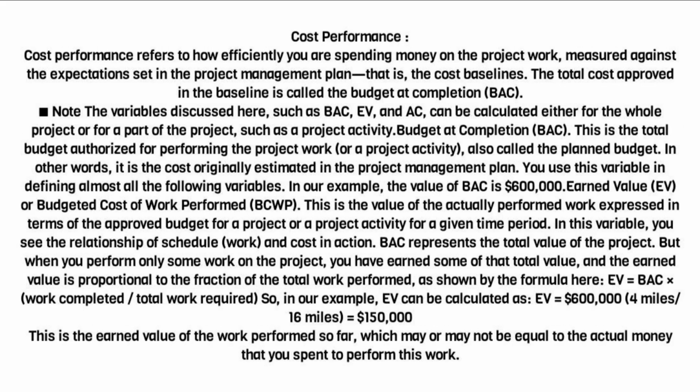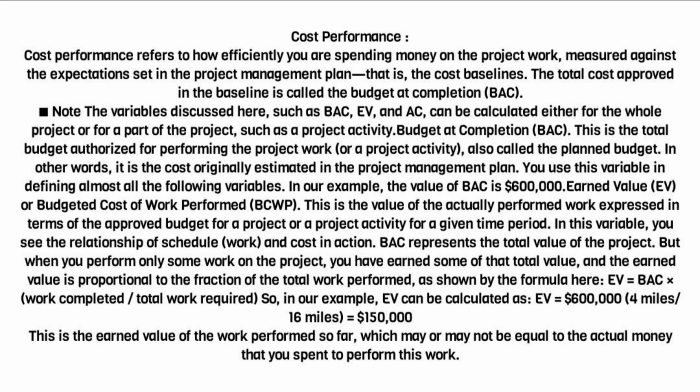Cost performance. Cost performance refers to how efficiently you are spending money on the project work, measured against the expectations set in the project management plan, that is, the cost baselines. The total cost approved in the baseline is called the budget at completion, BAC. Note the variables discussed here, such as BAC, EV, and AC, can be calculated either for the whole project or for a part of the project, such as a project activity.